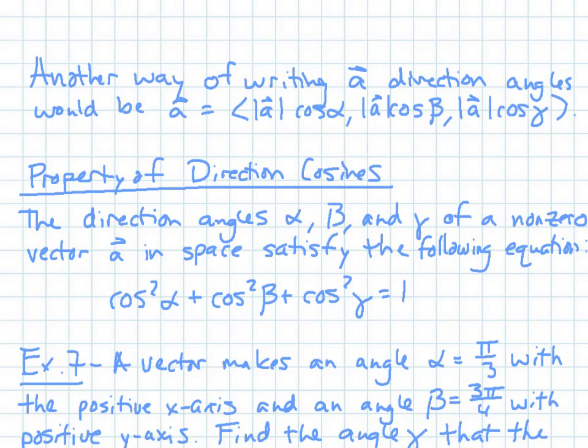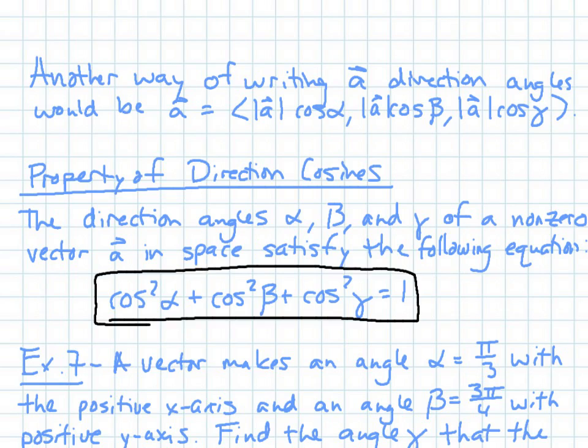A property that's nice for direction cosines is that if you have the direction angles alpha, beta, and gamma of a non-zero vector A in space, they satisfy the following equation. That's kind of like a Pythagorean identity, almost. Not quite, but it looks similar. Cosine of alpha squared plus cosine of beta squared plus cosine of gamma squared all equals 1.